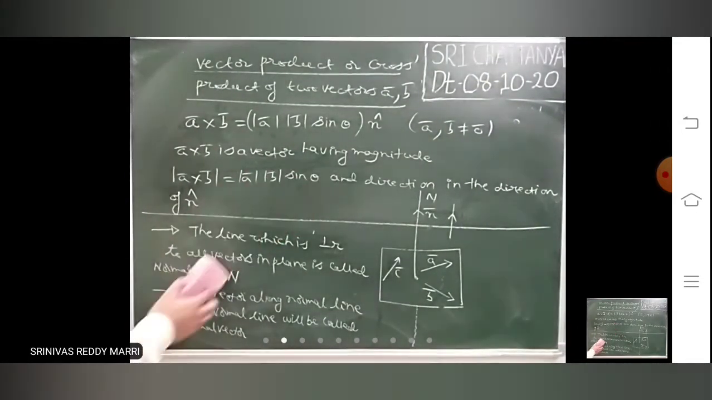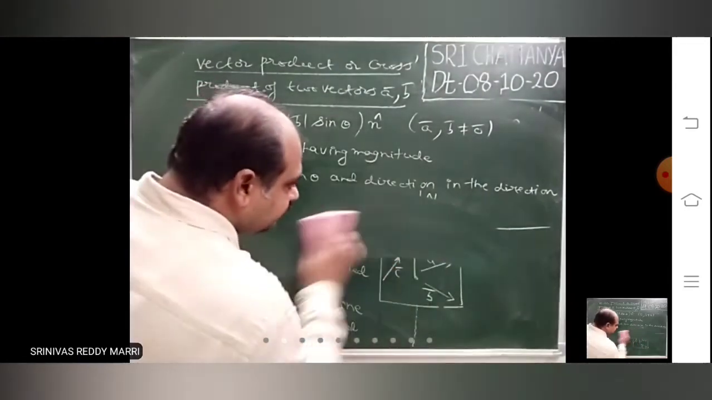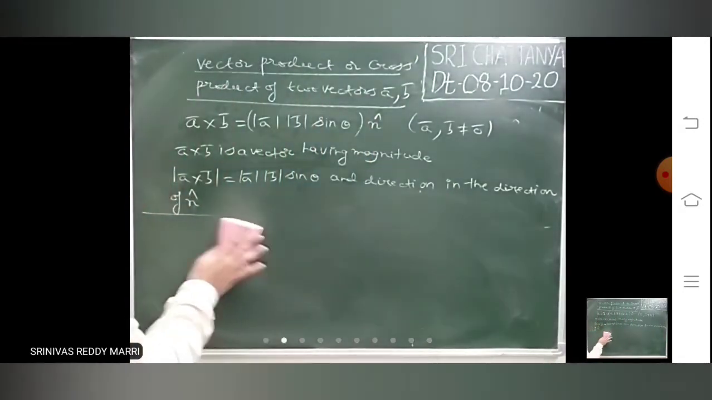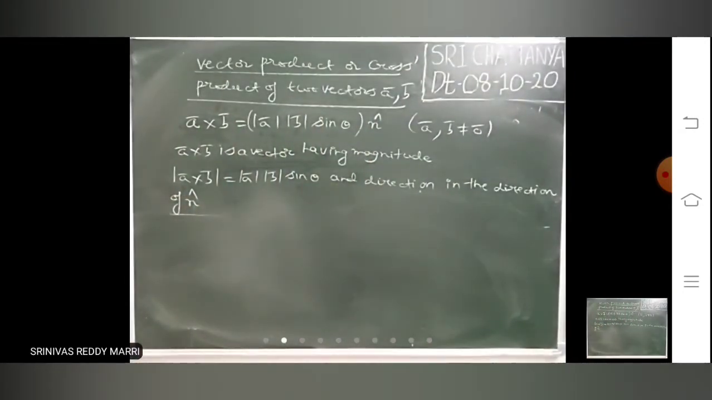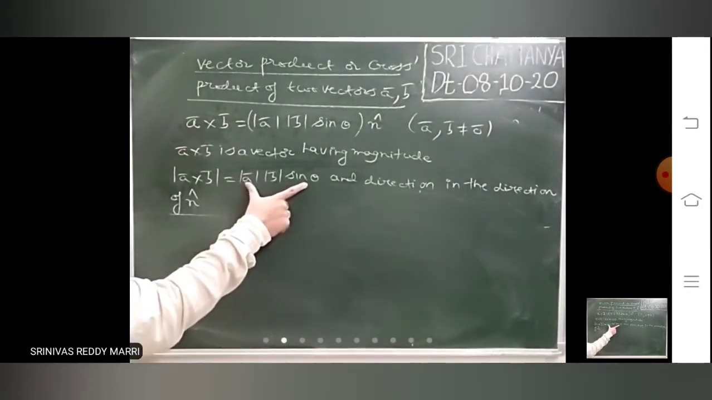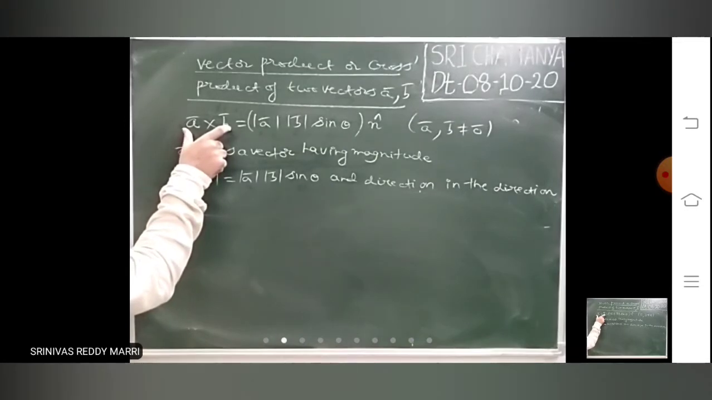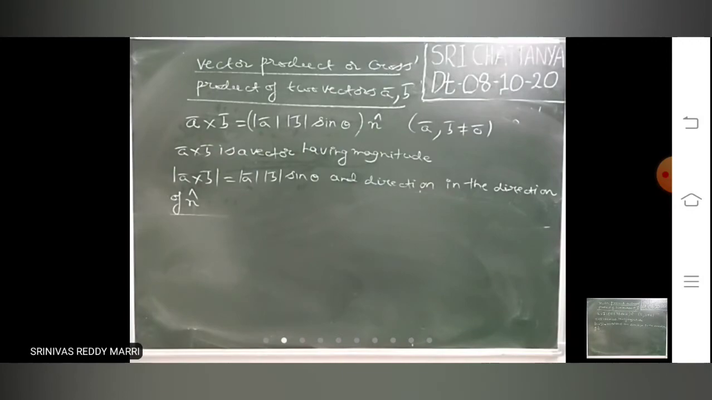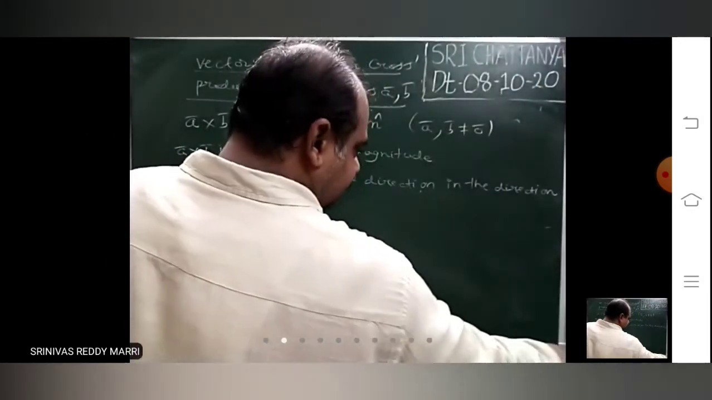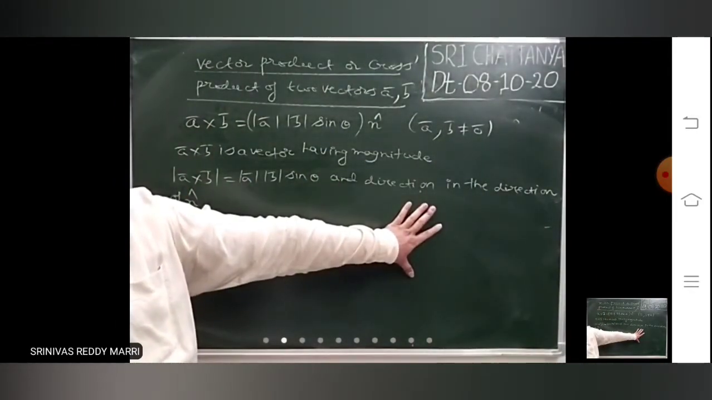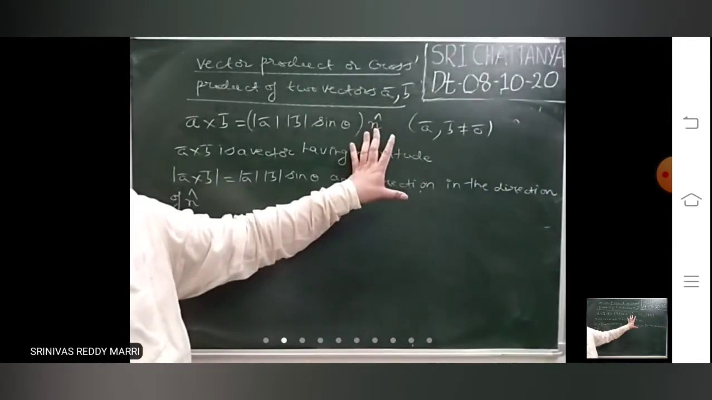So look, we will come towards now the definition of A cross B. Look, A bar cross B bar will have magnitude this, and its direction will be in the direction of n cap. Now whenever I am telling the plane, you always assume my board as the plane, because it is my paper on which I am writing, right? Your paper is your plane, my board is my plane, right?